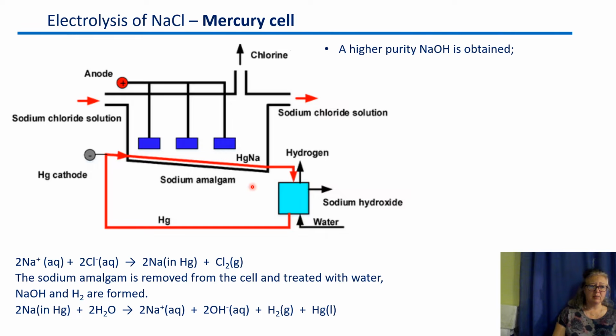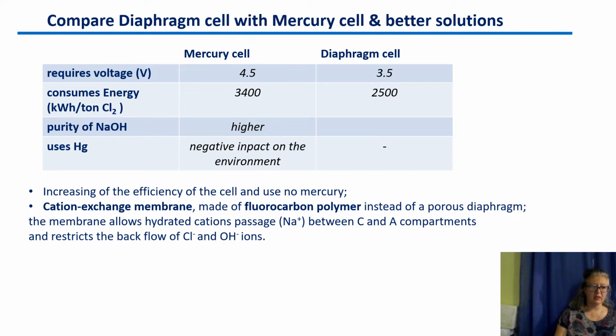The sodium amalgam is removed from the cell and treated with water. Sodium hydroxide and hydrogen are formed. And this is the overall reaction I'm talking about. And the mercury cell requires higher voltage. This is 4.5 volt.